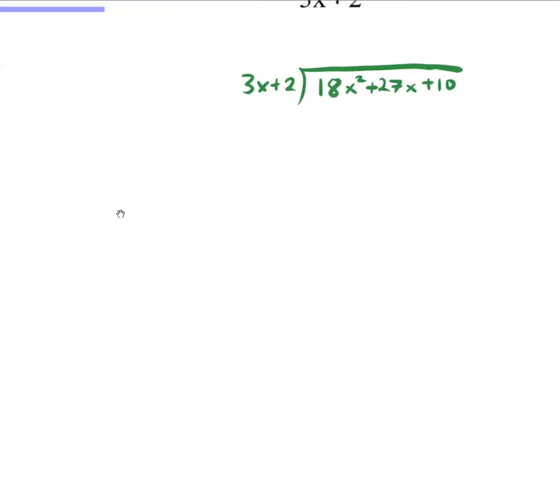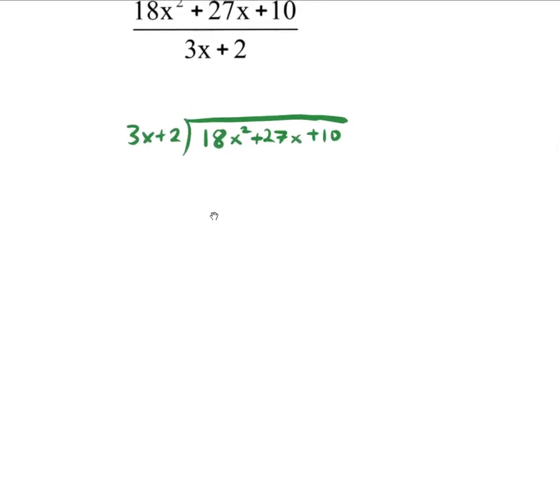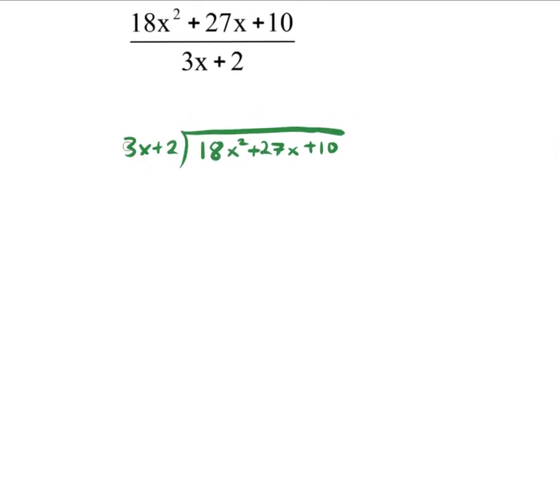I'm going to do the same thing here, and I'm going to focus on this first term here and this first term here. So I'm asking how many times does 3x go into 18x squared? So if I'm looking at that, I say, okay, well, to get my 3 to 18, I have to get a 6, right? I need a 6 as a coefficient here. So 3, because 3 times 6 would be 18, right? But also, or 18 divided by 3 is 6.